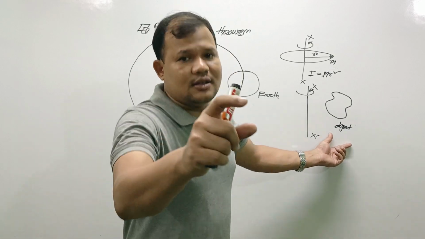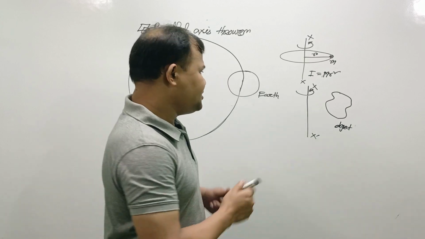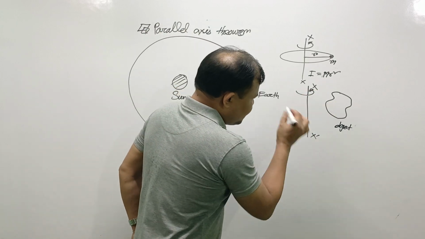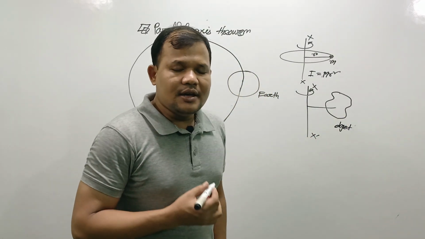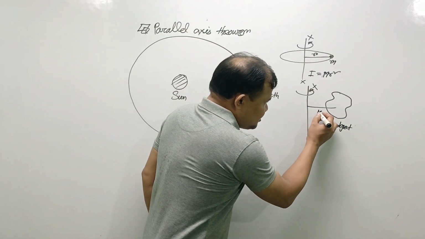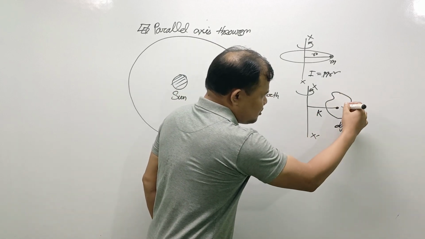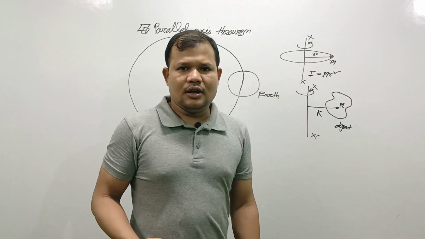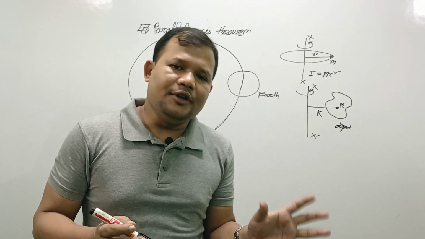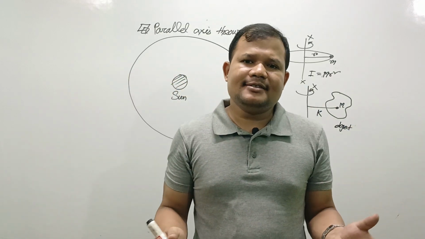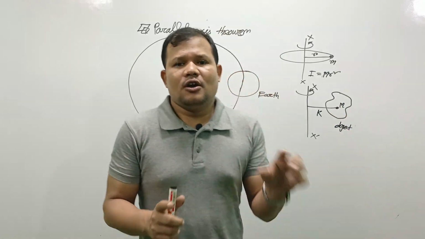But another concept is, we know that every rotational axis has a special distance. What is the special distance? Suppose this special distance is k, where all the mass of the object is concentrated. The name of this point is the center of gravity.